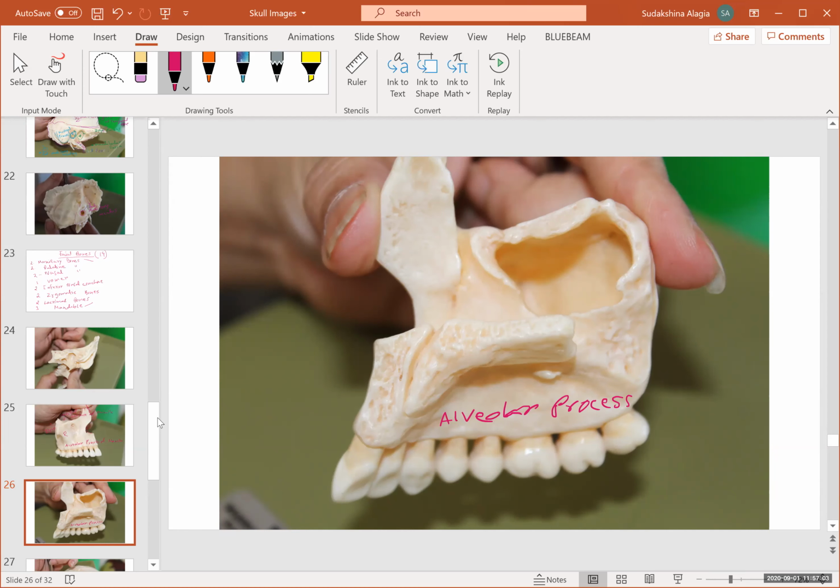That makes this the palatine process. The palatine bones will be deeper. This is the roof of your mouth. This is what I was saying, that toward the anterior is the palatine process of the maxilla. Toward the posterior, if the bone was drawn here, the actual palatine bone would be here.